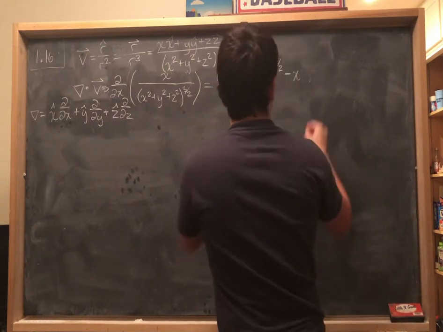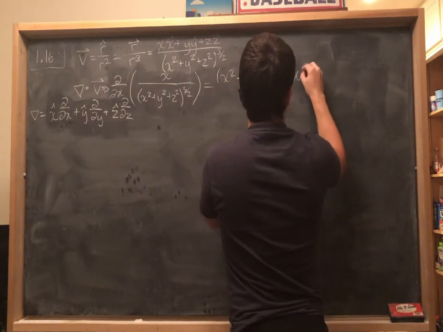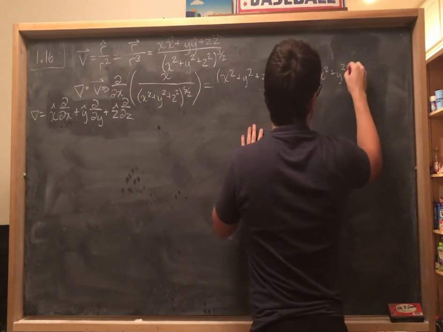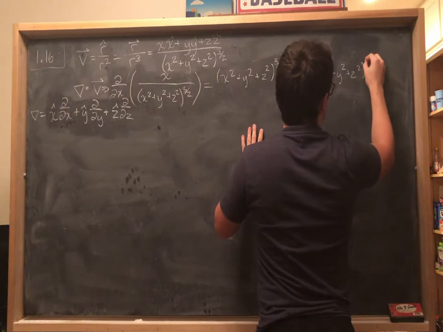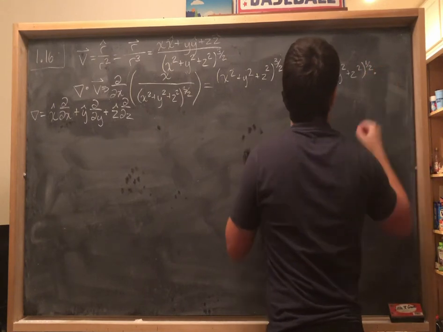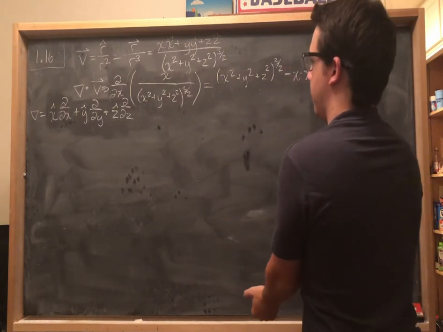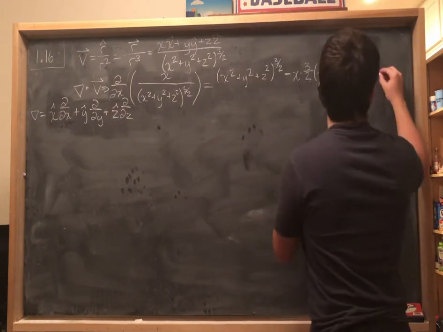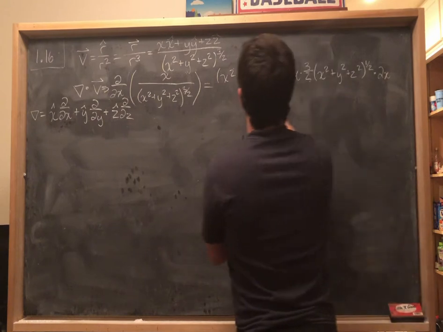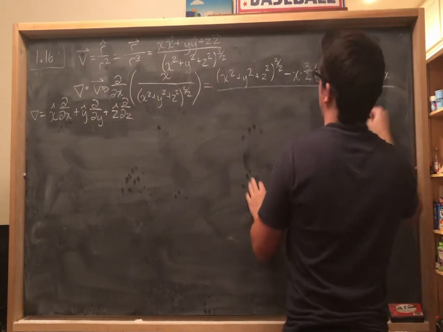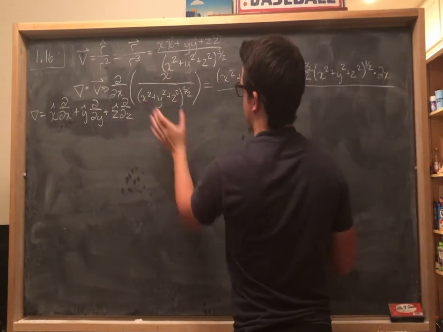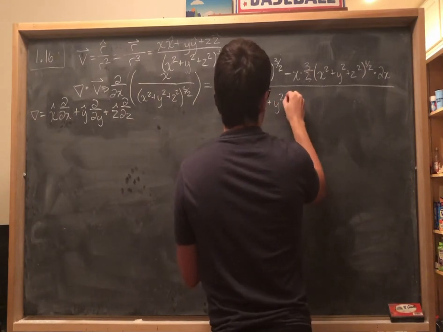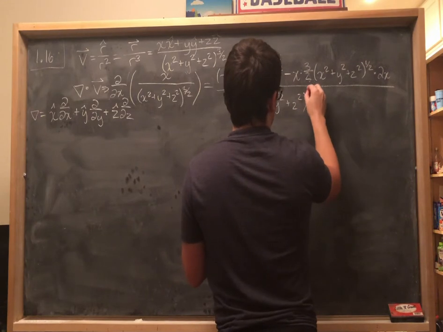differentiated, which would be multiplied by 3/2, the whole quantity is just chain rule, drops down to 1/2, and then times the derivative of what's inside. We're differentiating with respect to x, so it would just be 2x, and then this is all over a denominator of just this squared, so x squared plus y squared plus z squared cubed.